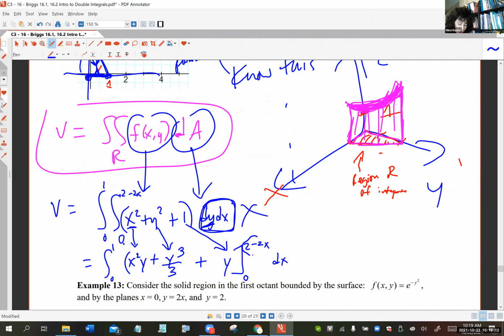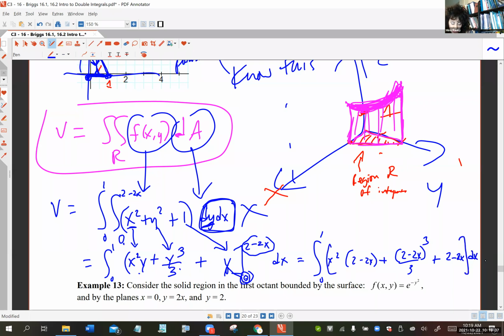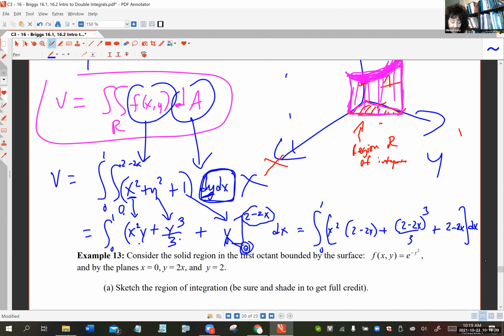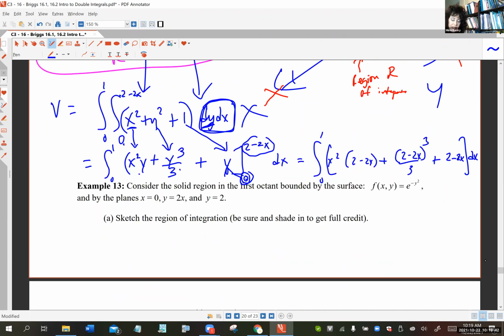So now you're going to put your upper limit in there. You're going to substitute. So I have x squared times (2 minus 2x) plus 2 minus 2x cubed over 3 plus 2 minus 2x. And then minus 0, all of these terms will go to 0 when I substitute 0. So I'm just going to go ahead and skip that. That doesn't always happen. Be careful. Now, how do I integrate this?